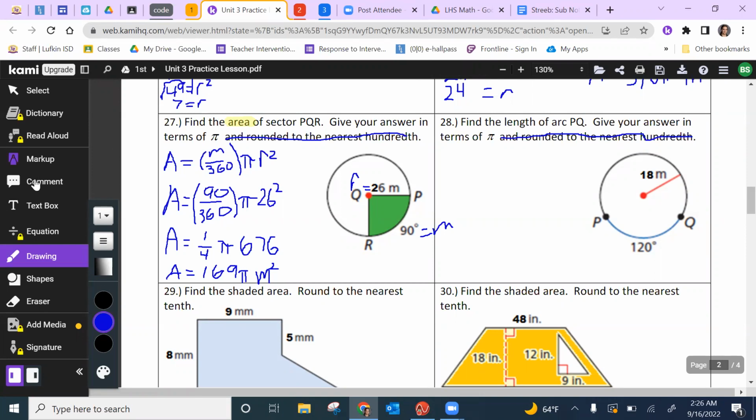The next one, we're looking for arc length. Our formula for arc length is L equals M over 360 times 2 pi r. So M here is 120, and our radius is 18. So we've got 120 divided by 360 times 2 pi 18.